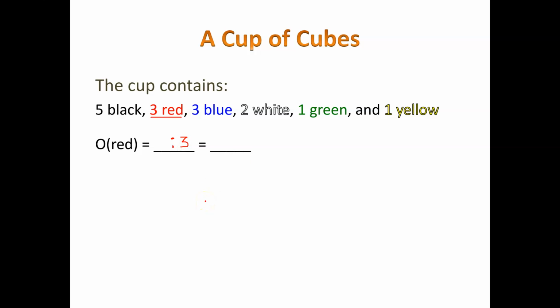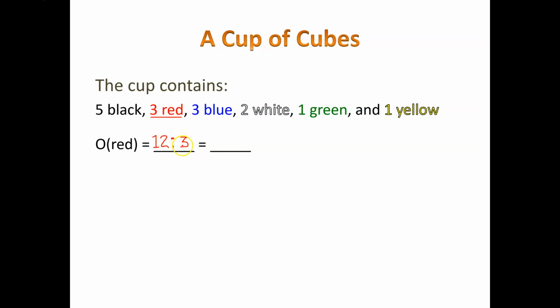Winners on the right. If there are a total of 15, 5, 3, 3, 2, 1, 1, and 3 of them are winners, then all the rest are losers. 5 black plus 3 blue, that's 8, plus 2 white, that's 10, 1 green, 11, 1 yellow, that's 12. So there are 12 ways to lose. 12 and 3, the odds of pulling a red are 12 to 3.